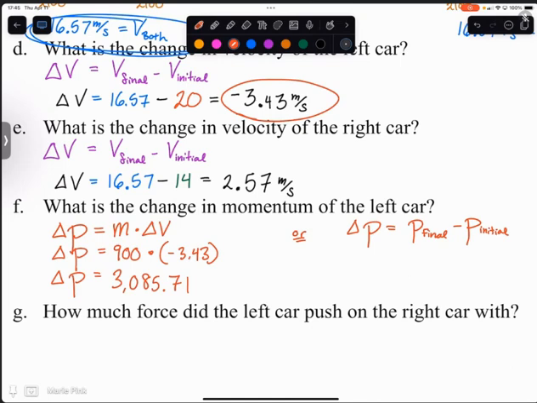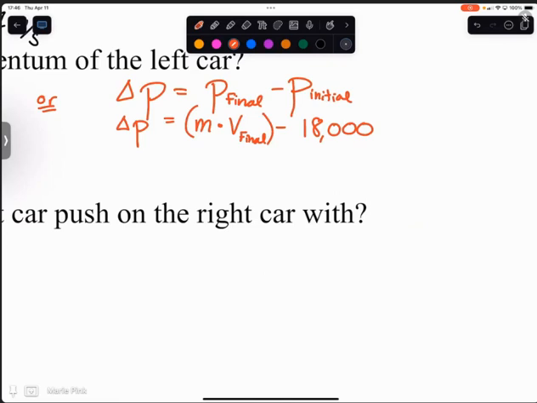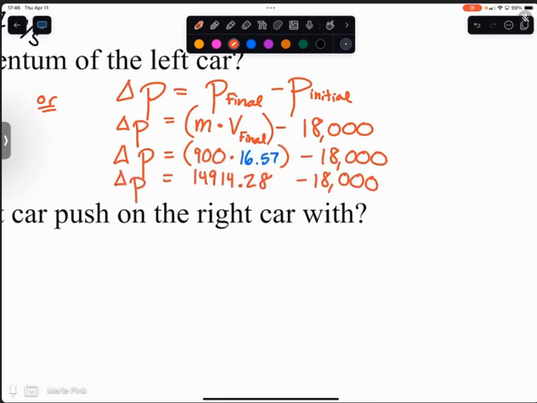Or I could do it the other way, and I could do final minus initial. So here my change in momentum is equal to my final momentum minus my initial, but I don't know my final yet, so I'm going to have to figure that out. Minus my initial, which we already figured out was 18,000.